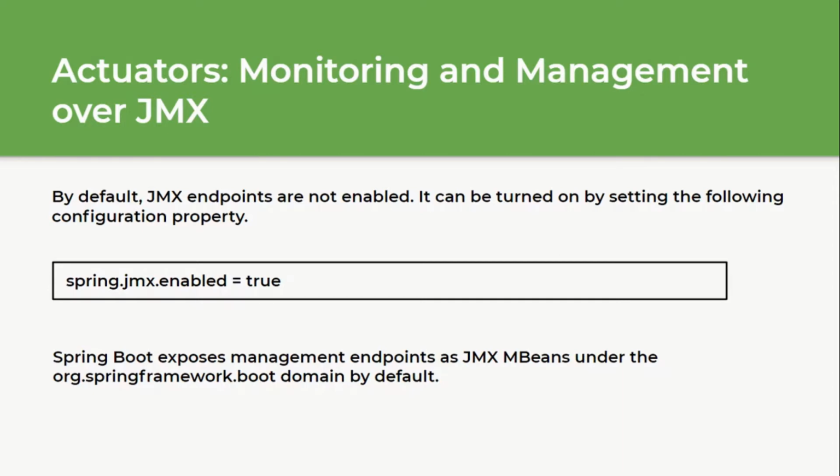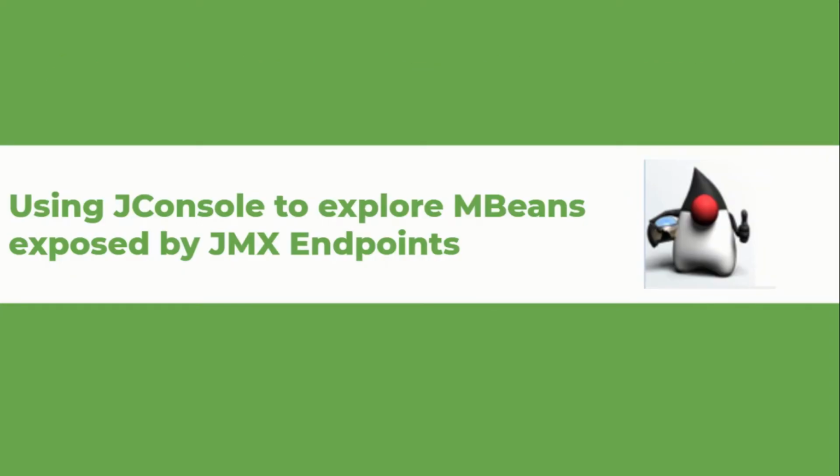the spring.jmx.enabled property as true in the application. By default, Spring Boot exposes the domain org.springframework.boot. We'll see this in the demo. First, we will see how we can make use of JConsole to monitor and manage the actuator JMX beans.